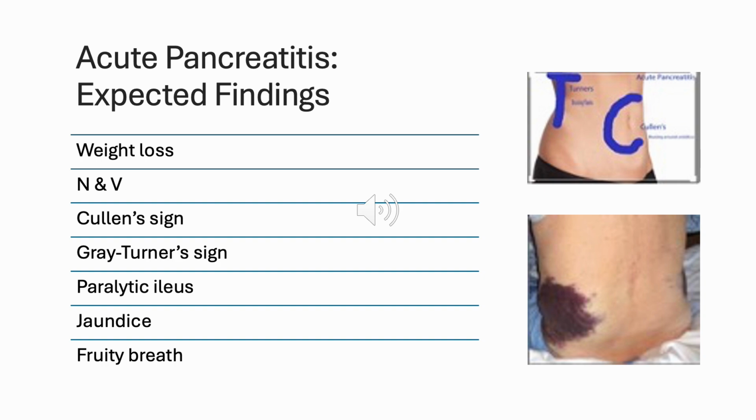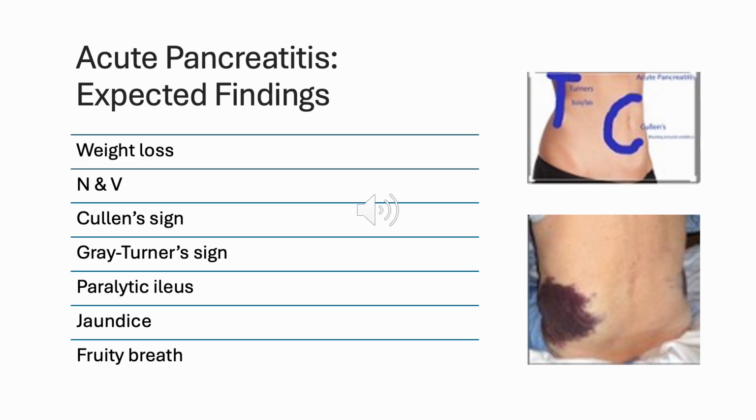Cullen sign is bruising around the umbilicus, and gray Turner sign, sometimes shortened to Turner sign, is bruising on the flanks, and they indicate intraperitoneal and retroperitoneal seepage of blood-stained exudates.